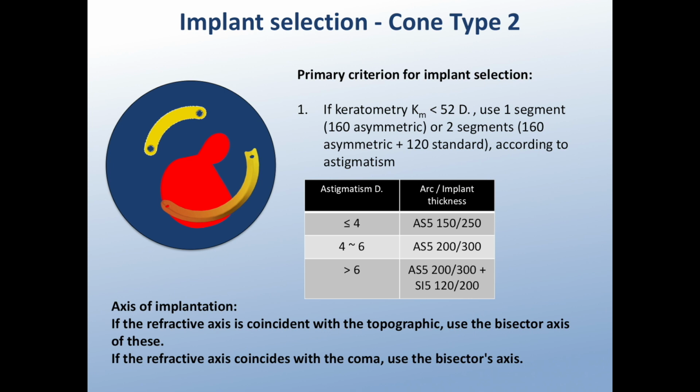The astigmatism determines the power of the ring. Therefore, under 4 diopters, a ring with variable power 150, 250, and between 4 and 6 diopters, 200, 300. Above 6 diopters of astigmatism, it is associated with 200, 300, and 120, 200 microns.